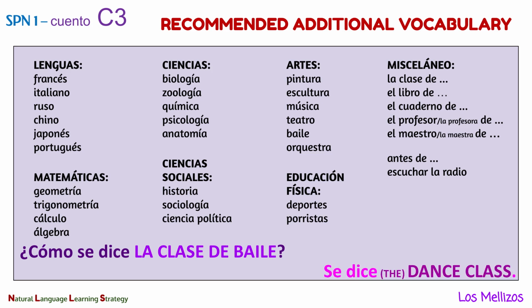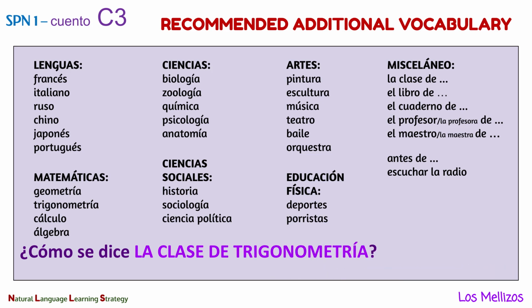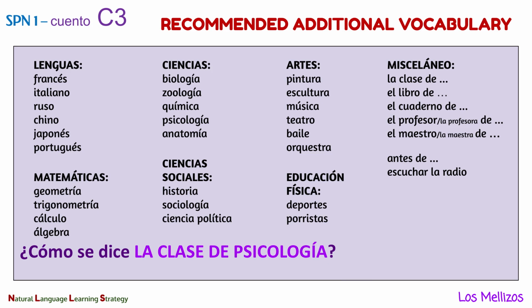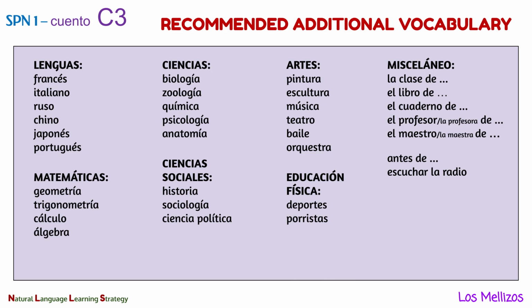¿Cómo se dice la clase de portugués? Portuguese class. ¿Cómo se dice la clase de trigonometría? Trigonometry class. ¿Cómo se dice la clase de escultura? Sculpture class. ¿Cómo se dice la clase de psicología? Psychology class. Now, let's look at the section labeled Misceláneo, and you'll see some pretty important differences between Spanish and English.